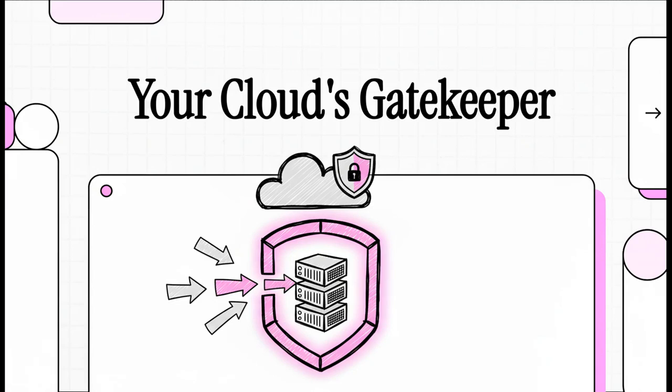All right, today we are going to pull back the curtain on a really critical piece of the cloud puzzle, the AWS Security Group. You can think of it as the silent, invisible guardian for your servers. So let's break down exactly how it works.